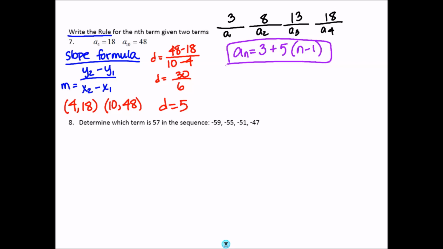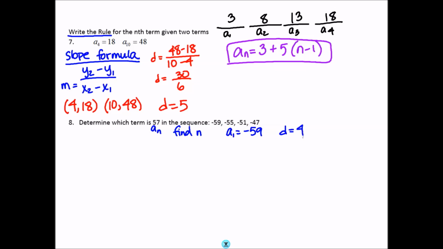Number 8 says, determine which term is 57 in the sequence. So we are looking for n. 57 is our a sub n. We want to find n. So again, we're given a sequence, and we need to look at that and figure out what a1 and d are. So a sub 1 is negative 59, and d, if you look at the pattern, we're adding 4, so d is 4.